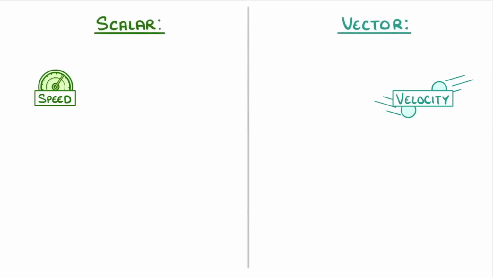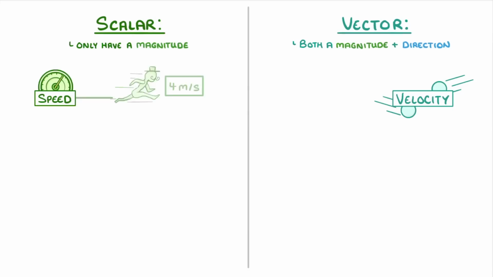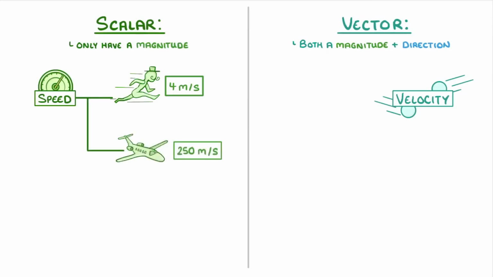In today's video, we're going to look at the terms speed and velocity, and see how we can calculate each of them. As we saw in a previous video, quantities can be of two types: scalar or vector. Scalar quantities only have a magnitude, which is the size or extent of something, whereas vector quantities have both a magnitude and a direction. So speed would be considered a scalar quantity because it only conveys magnitude. This might be a person running at 4 meters per second, or a plane flying at 250 meters per second.